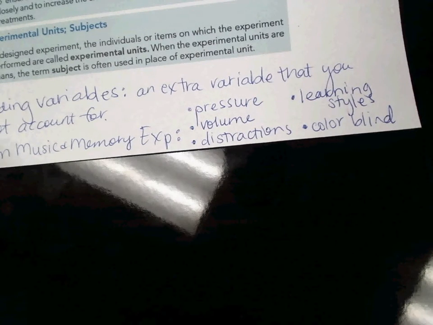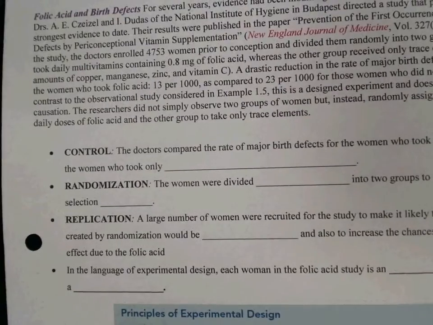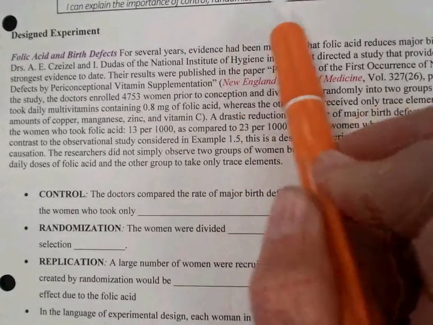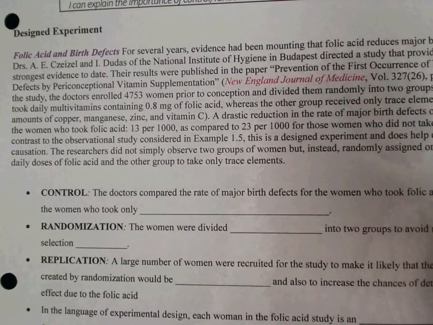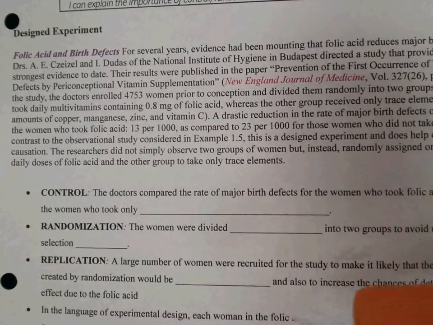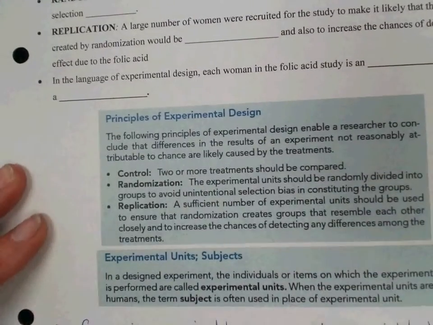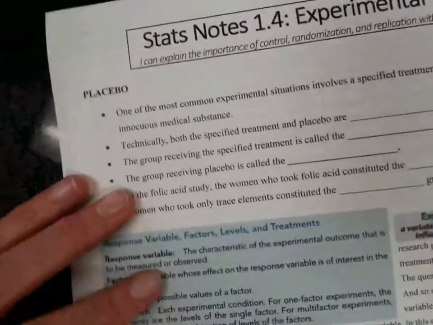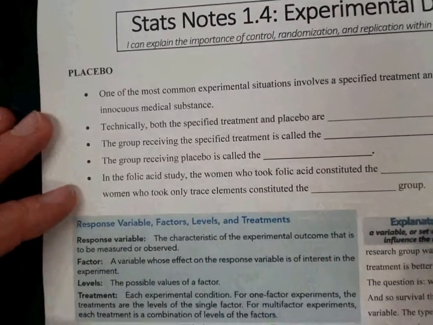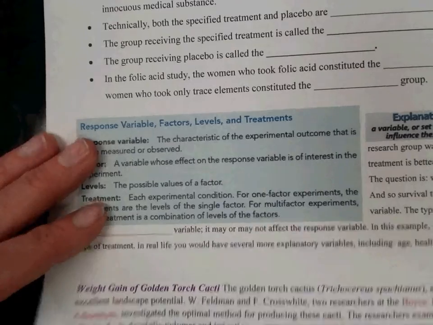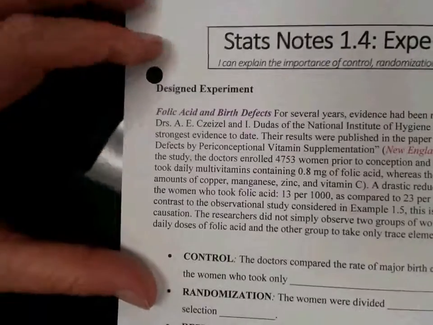All right, we're going to go ahead and attack these notes. Our goal today is to be able to explain the importance of control, randomization, and replication within an experiment. We're going to take a look at one example of an experiment and identify all those parts. I've got the terms here defined for you. We'll talk a little bit about placebo, a few more terms, and an example to go along with those terms. That's an overview of the notes.